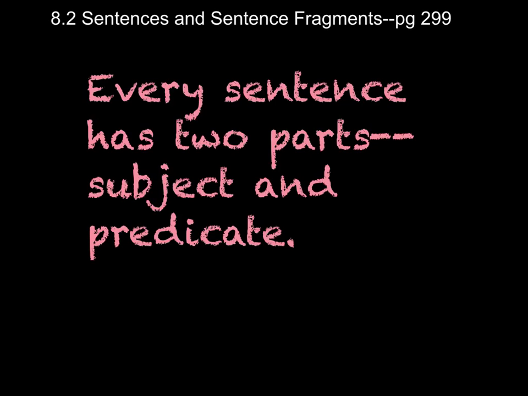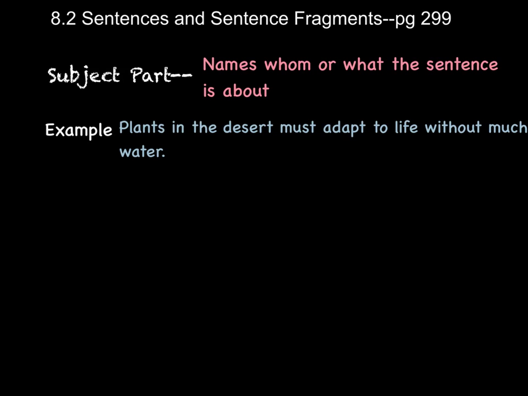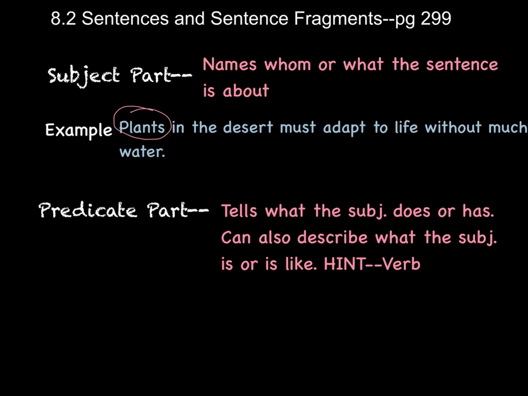Let's begin. Every sentence has two parts, a subject and a predicate. The subject part names whom or what the sentence is about. Plants in the desert must adapt to life without much water. Whom or what is the sentence about? Plants.